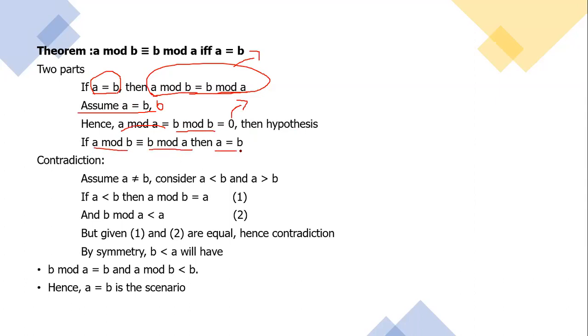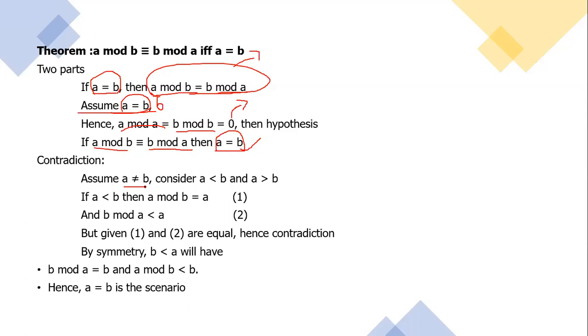Then, by hypothesis, A mod B is equivalent to B mod A. What is the meaning, that A equals B? I just assume that A equals B. For example, taking A and B as 6, if you substitute 6 mod 6 and 6 mod 6, you get 0. Both are equal, right, once we have the same value for A and B. So A mod B and B mod A being equal means both are equal. Now I'm going to prove it by contradiction.